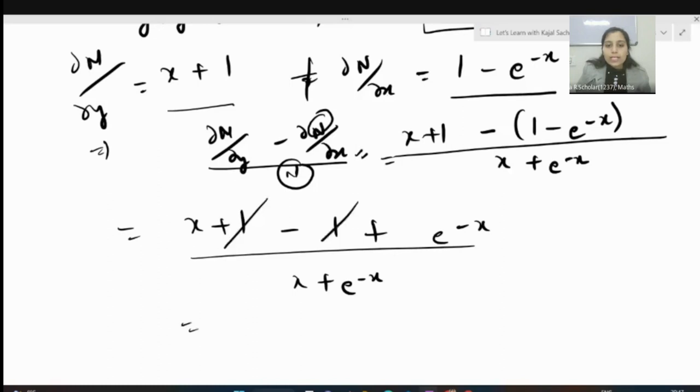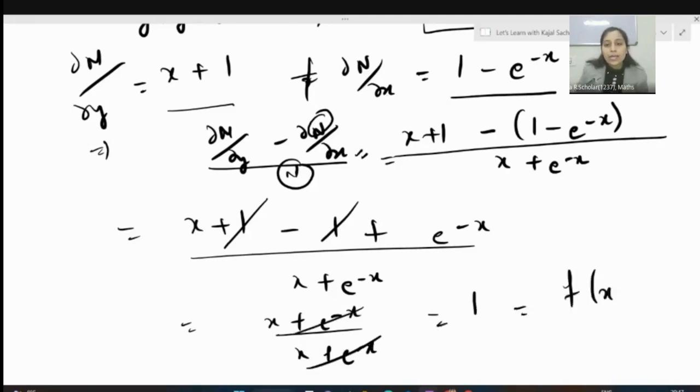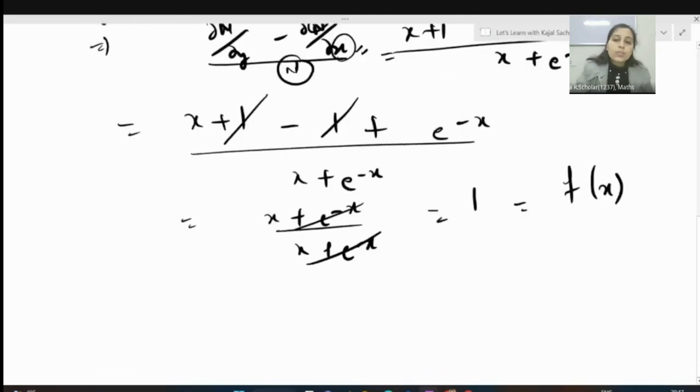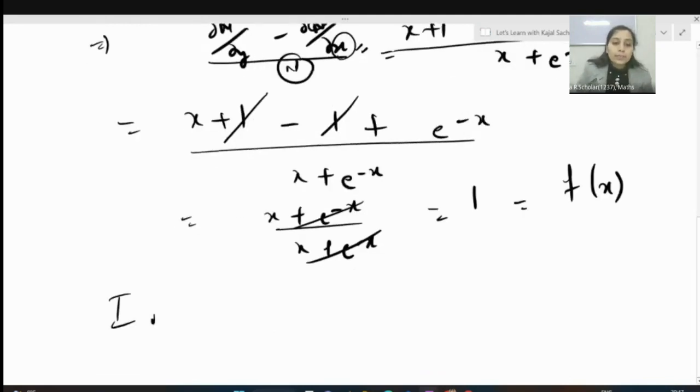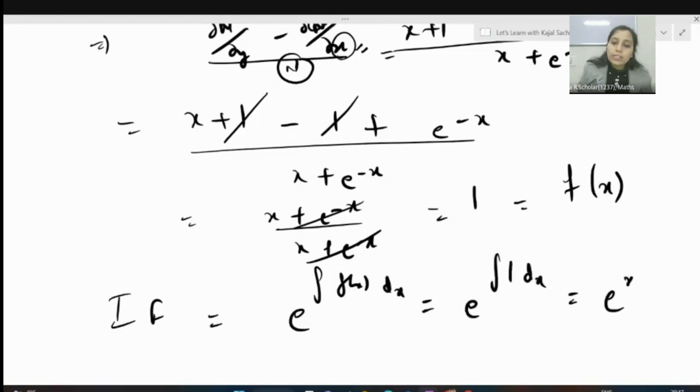The 1 and 1 cancel out. We get numerator and denominator exactly the same. We get 1, which can be said to be a function of x. We want a function of x. This is x raised to power 0, we can say. So in this situation, we have the integrating factor equal to e raised to power integral f(x) dx. So e raised to power integral 1 dx, which is equal to e raised to power x. So we have the integrating factor e raised to power x.